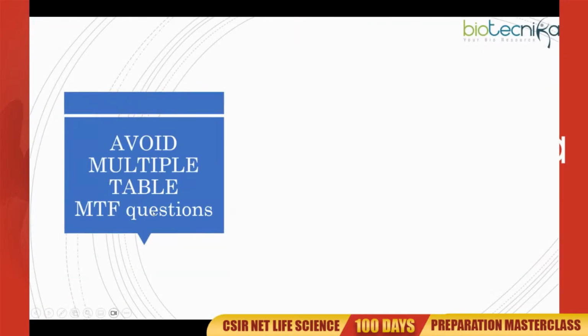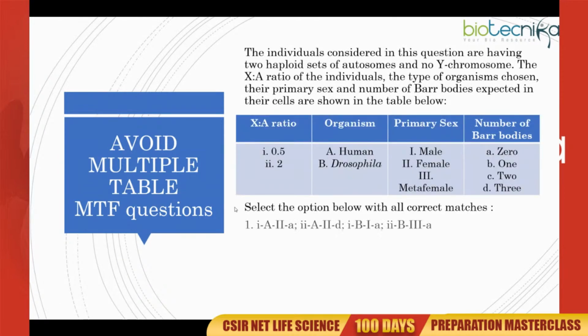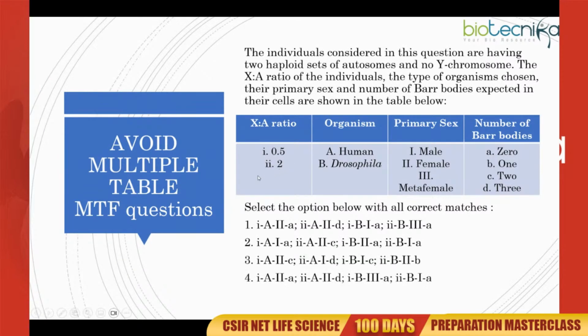Avoid multiple table match the following questions. While I told you to go for match the following questions, just have a look at this question. There are 4 tables you should match, not just one. And have a look at the options. How confusing is that? When you are already stressed in a 3-hour exam, for me this is an absolute no, even if you have studied it. Or else you can keep it at the end. If you have studied sex determination properly, keep it at the end. Do not jumble up your head right away.